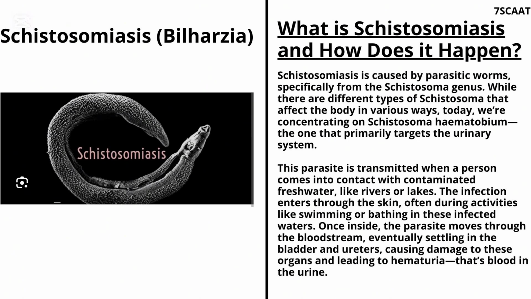This parasite is transmitted when a person comes in contact with contaminated fresh water like rivers or lakes. The infection enters through the skin, often during activities like swimming or bathing in infected waters. Once it gets inside the skin, the parasite moves through the bloodstream and eventually settles in the bladder and ureter, causing damage to the organs and leading to hematuria, that is, blood in the urine.